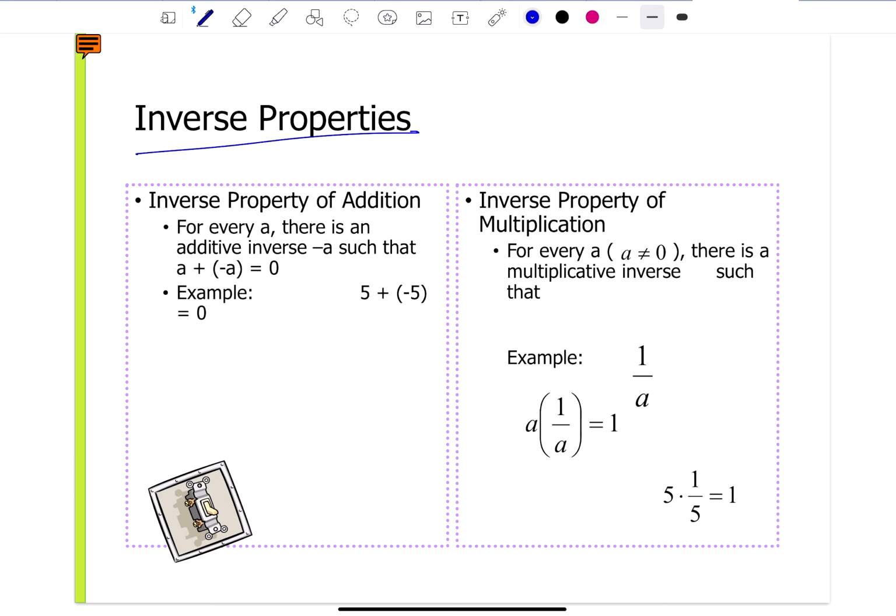Inverse properties. Inverse property of addition. So if a is added to its additive inverse, then the answer will be 0. Adding a number to its additive inverse will be 0. Multiplicative inverse property: if we multiply a number with its multiplicative inverse, that would be equal to 1, always.